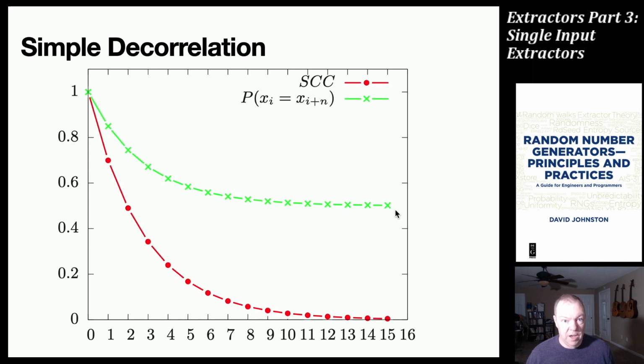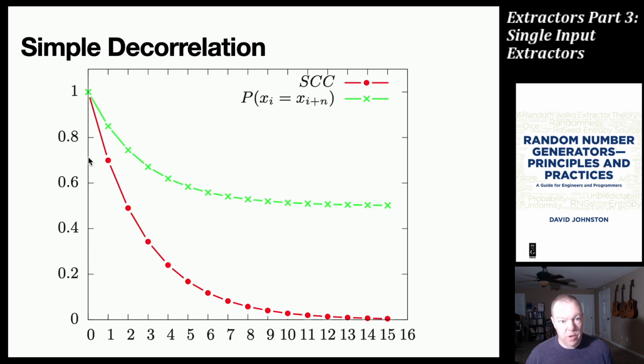which is, you know, uncorrelated, because the probability that a bit is the same as the bit it's compared against is 0.5. So the serial correlation goes down to 0, and the probability of bits being the same at the gap we're looking at gets to 0.5 as you increase the separation between the bits.